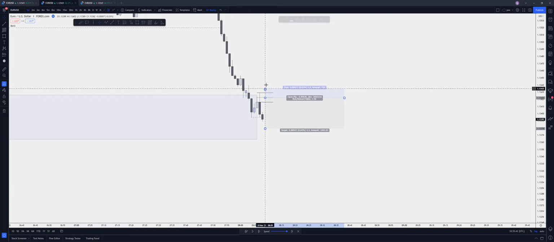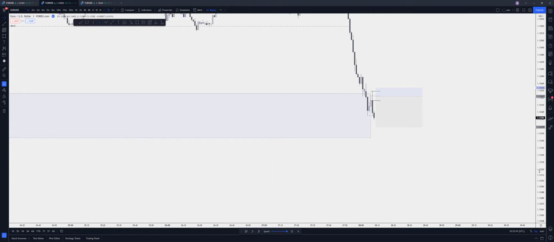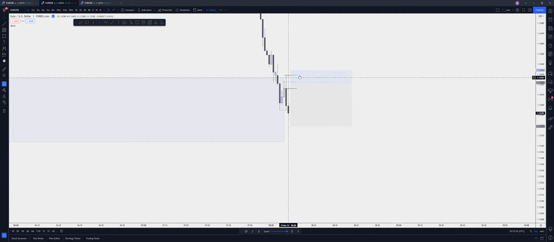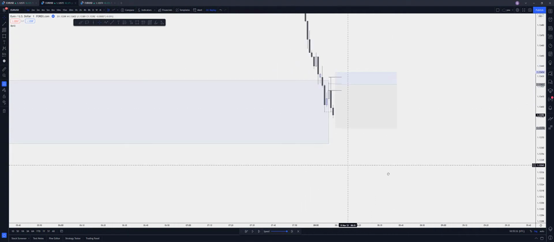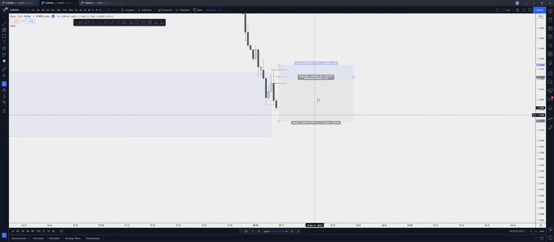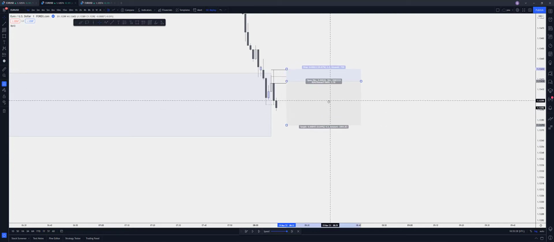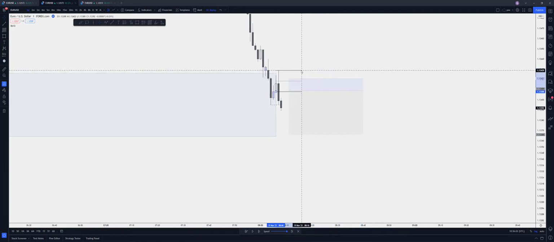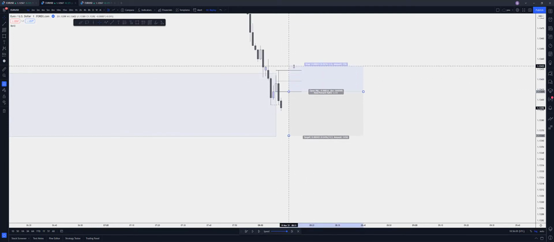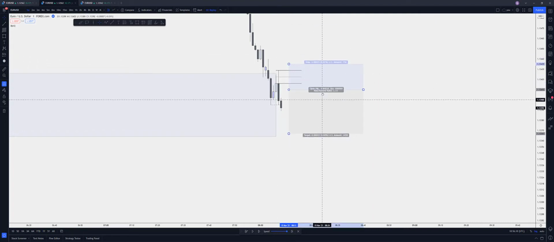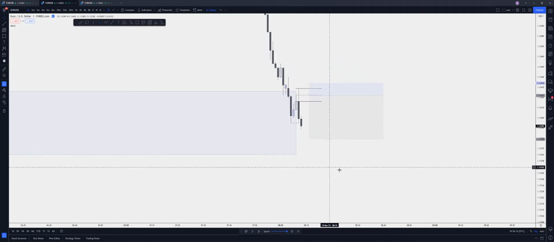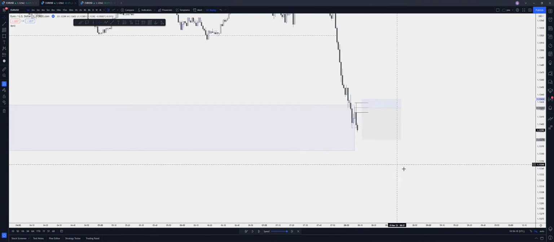Let's have a look. We can get a decent size 1.2 pip stop to cover that, and also to cover any kind of sweep that it might want above. So I would happily place this order on. You don't have to have that smaller stop loss. You could cover this whole candle if you wanted, and still have a reasonable size stop loss. I'd like to have a small stop loss, so I'd go for that, 1.2. You know, if I miss it, I miss it.